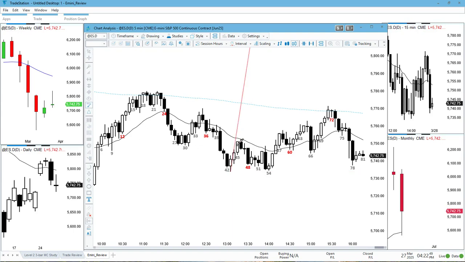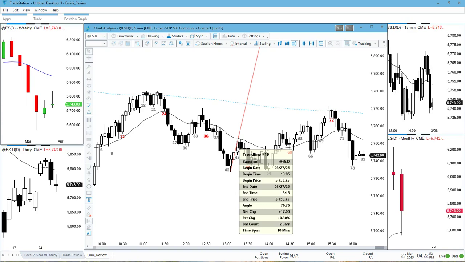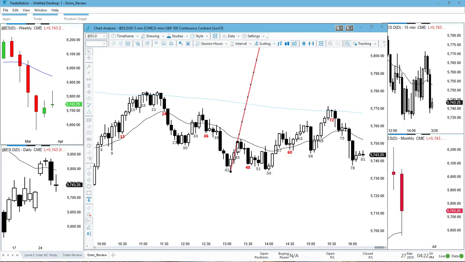So the R of this one, we have a 17.25 point R, and then for the second leg we can see it exceeded that. So the size of the second leg compared to the 1R of the first leg is greater than 1R. So the second leg was bigger than the first leg. But there are going to be times where the second leg is smaller than the first leg.